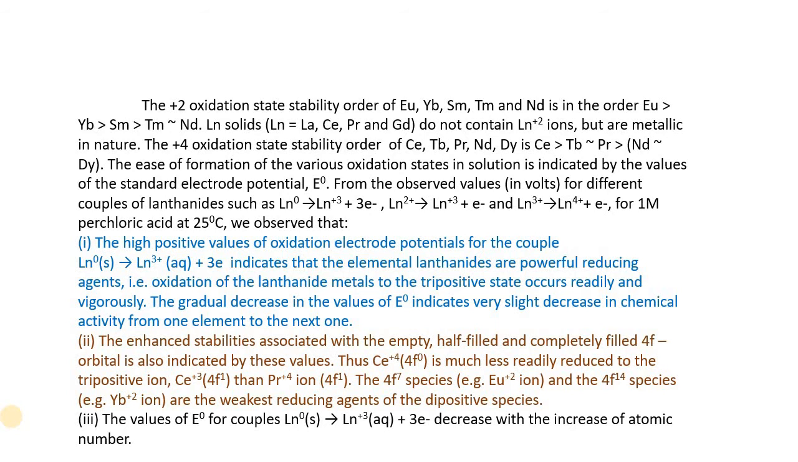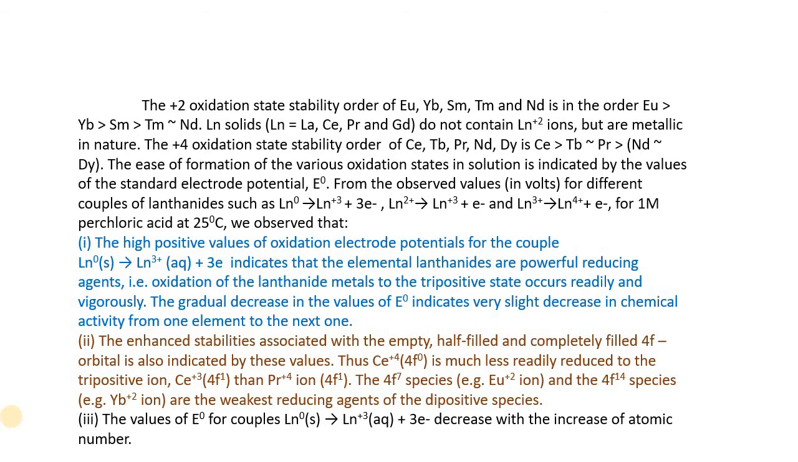The ease of formation of various oxidation states in solution is indicated by the value of their standard electrode potentials, that is E0. E0 standard electrode potentials are measured at 25 degrees Celsius or 298 Kelvin with reference to standard hydrogen electrode. Now check the following couples. Lanthanide 0 to lanthanide +3, 3 electrons have been lost. Lanthanide +2 changes into lanthanide +3, 1 electron has been lost. Lanthanide +3 has been changed into lanthanide +4, 1 electron is lost, for 1 molar perchloric acid at 25 degrees Celsius.